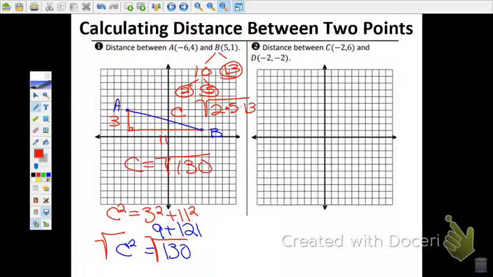Does that mean there wasn't a perfect square that went into it? There is not a perfect square that goes into it, right? It cannot be simplified. Did all that work? Okay.